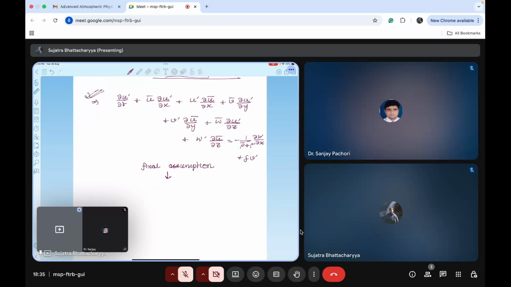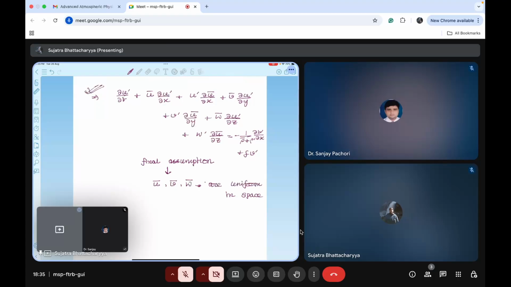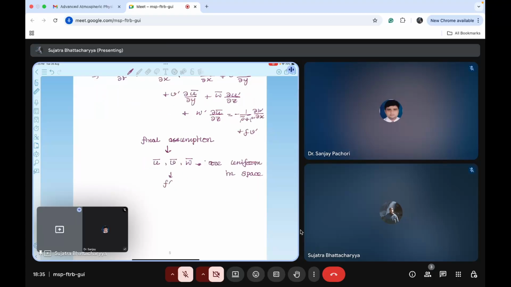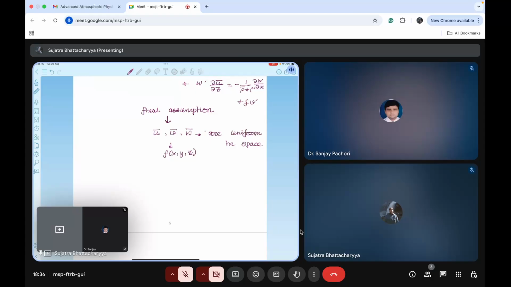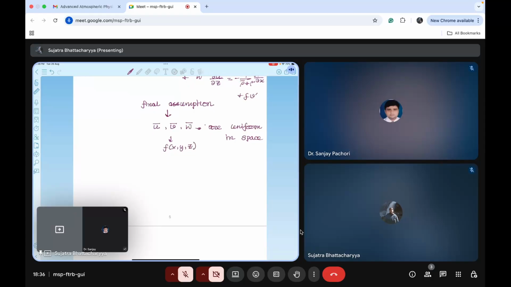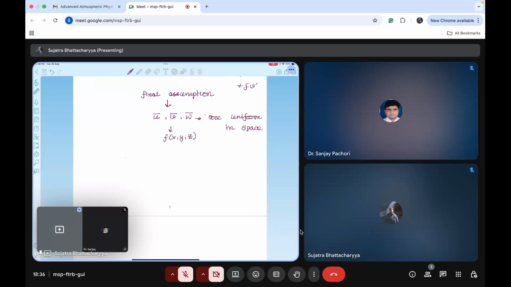What is that? That your base state, u bar, v bar, w bar, and whatever is there, up to this are uniform in space. Means they are constant. So they are not a function of x, y, z, which is a very dangerous approximation. You should not do that. But for simplicity, we can make it, at least for solving purpose. So if you do this, what you will get?